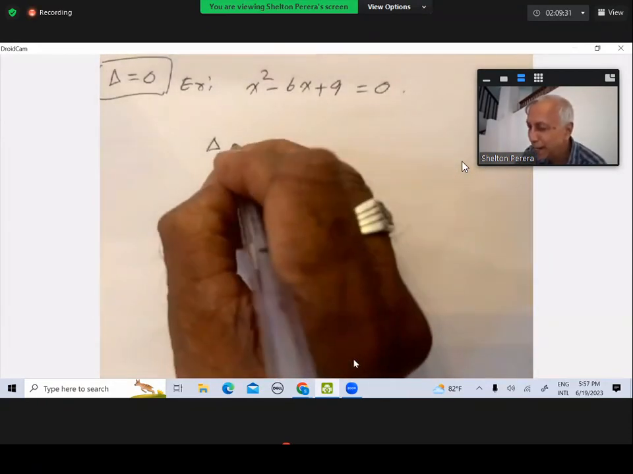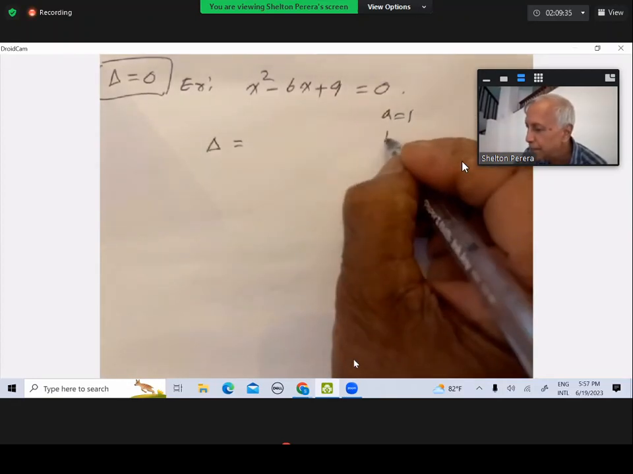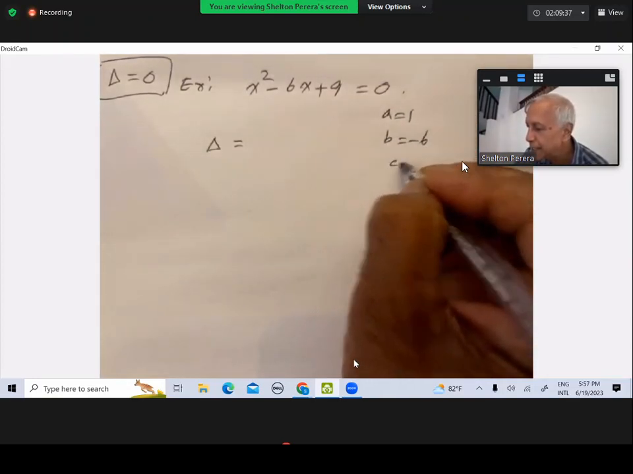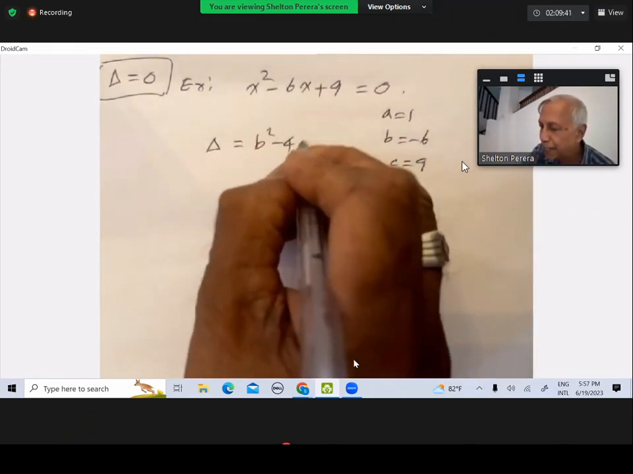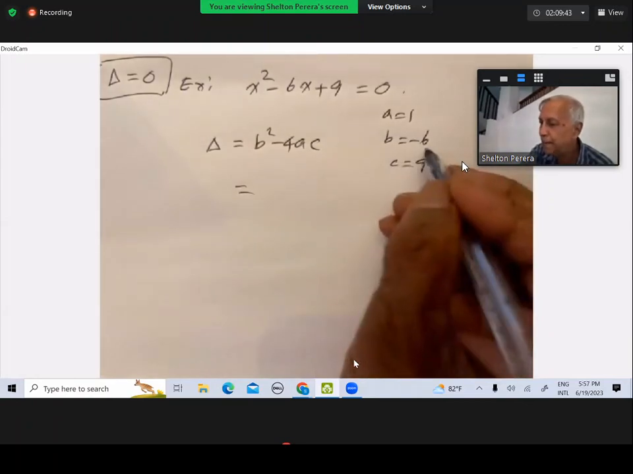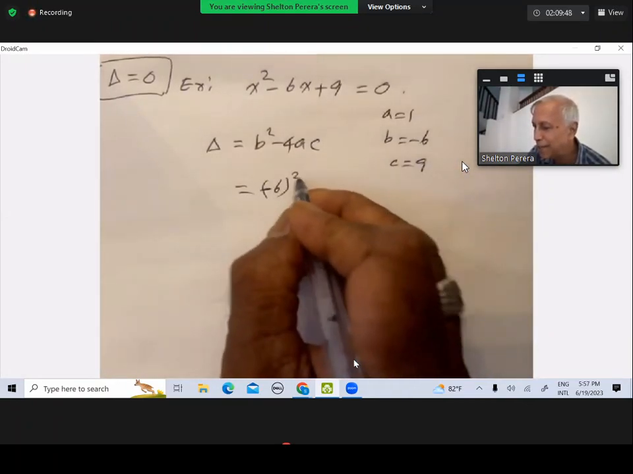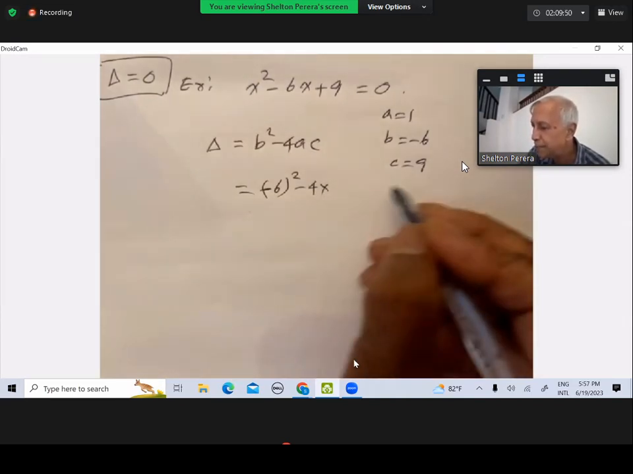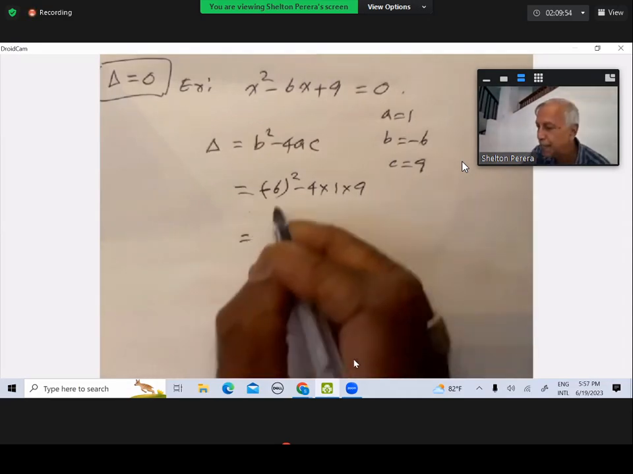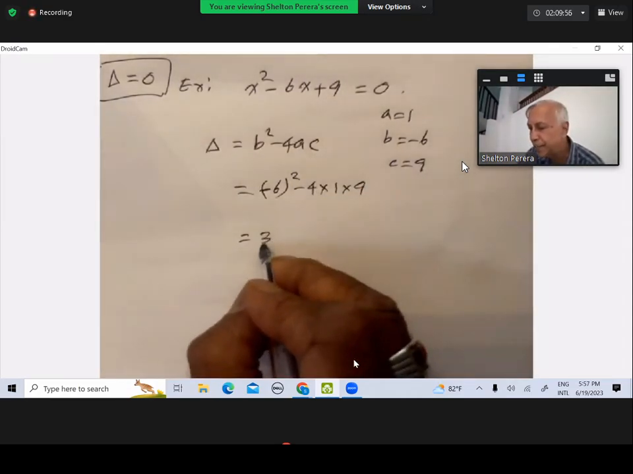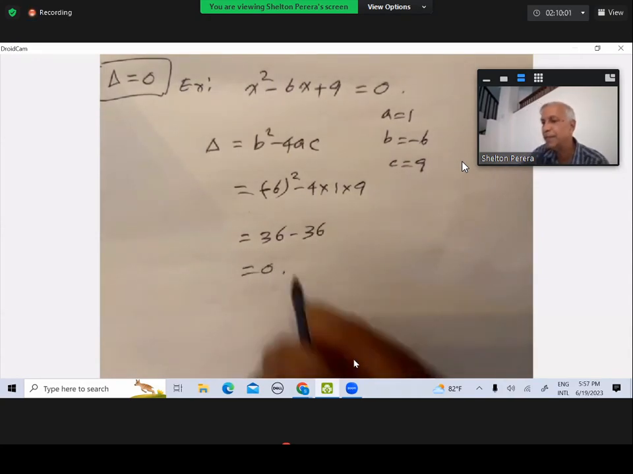Okay, let us see. Delta is equal to, now what is a? a is 1, b is minus 6, c is 9. Delta is b squared minus 4ac. Minus 6 squared, that is plus 36. You don't have to write stuff like this. Minus 4 times a, which is 1, times c, which is 9. So you get 36 minus 9 times 4, 36, equal to 0.